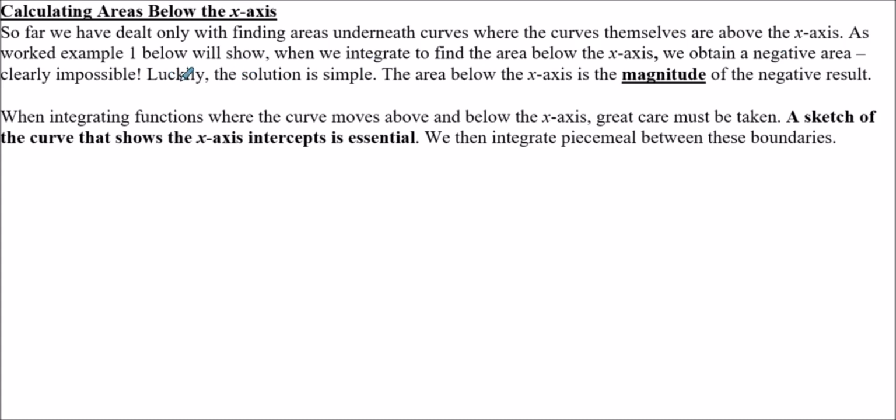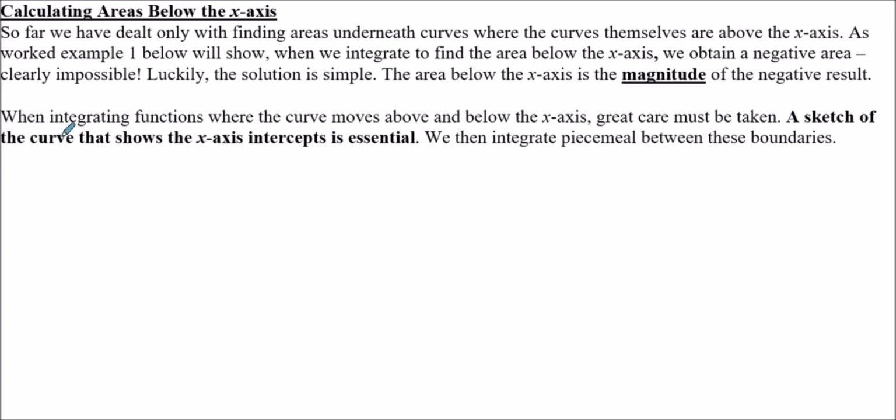So when you work out an area underneath the x-axis, it actually comes out with a negative value. Okay, so the area below the x-axis is going to be just the size of the negative result. So for example, if you integrate something below the axis and you get, for example, -4 or -5, that means the area of it is 5.